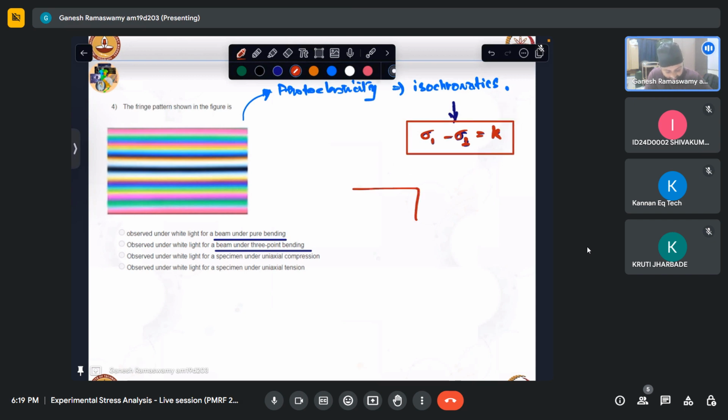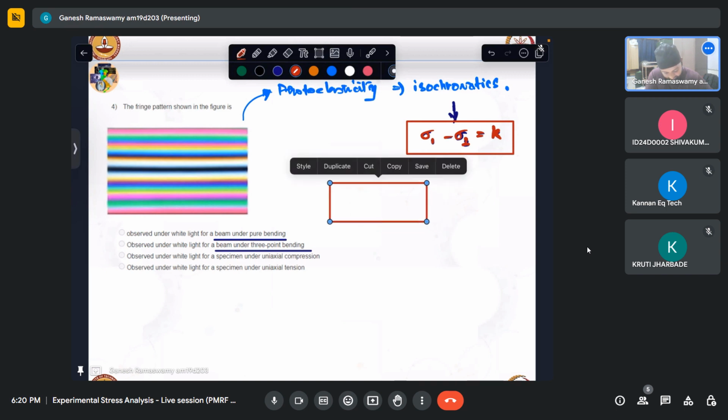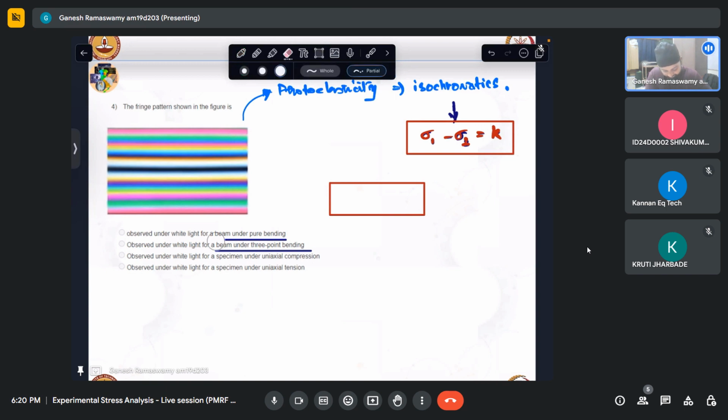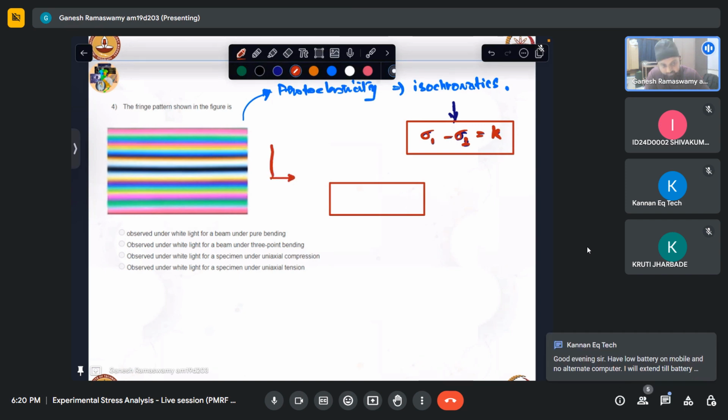Now let us say that I took a beam. Let us get some things out of the way. So here, let us say that this is my x direction.